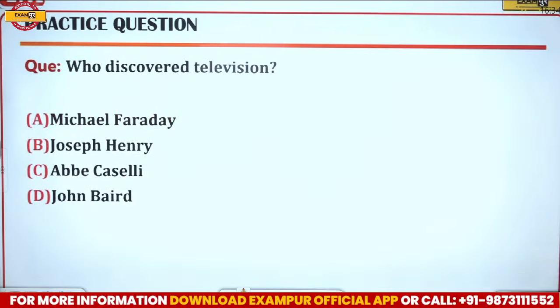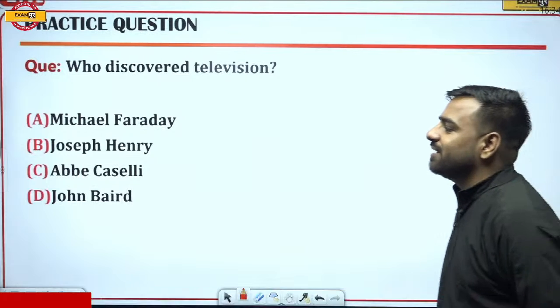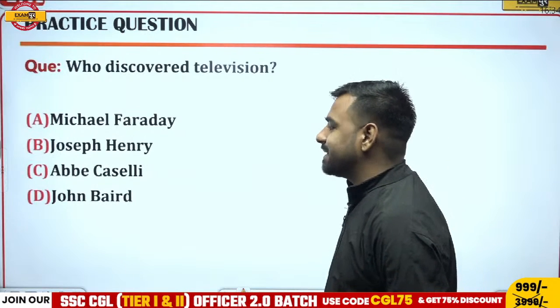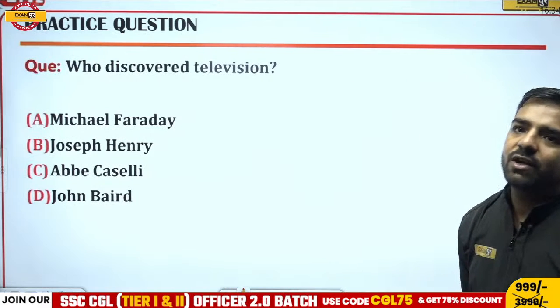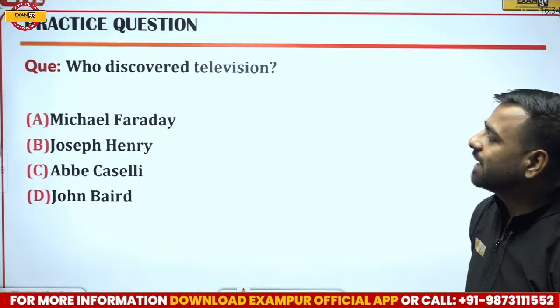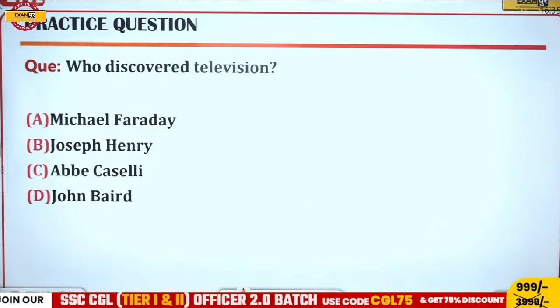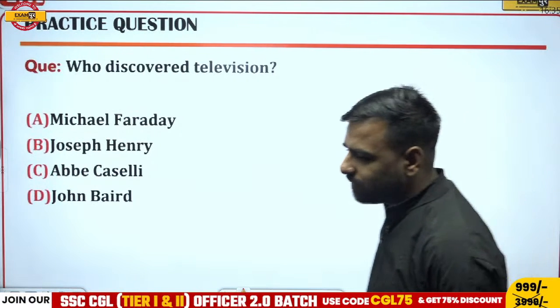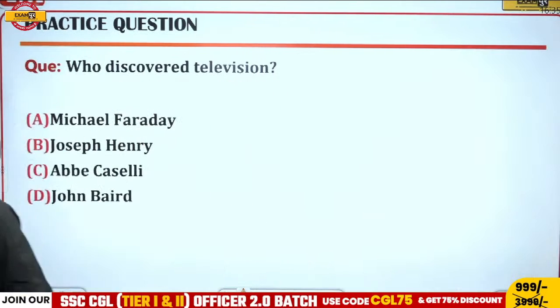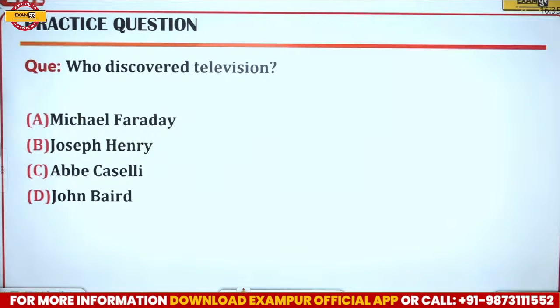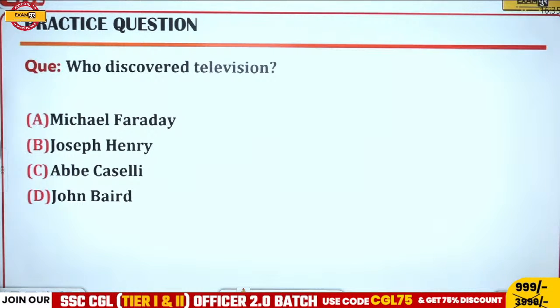Who was the one who discovered television? Is it Michael Faraday? Is it Joseph Henry? Is it Abbe, or is it John Baird? We have four options: Michael Faraday, Joseph Henry, then Abbe, and then option D, that is John Baird. What will be the correct answer? So Manish, your answer please. Have you given answer A, that is Michael Faraday? Manish is going with A and Anupam is going with D.